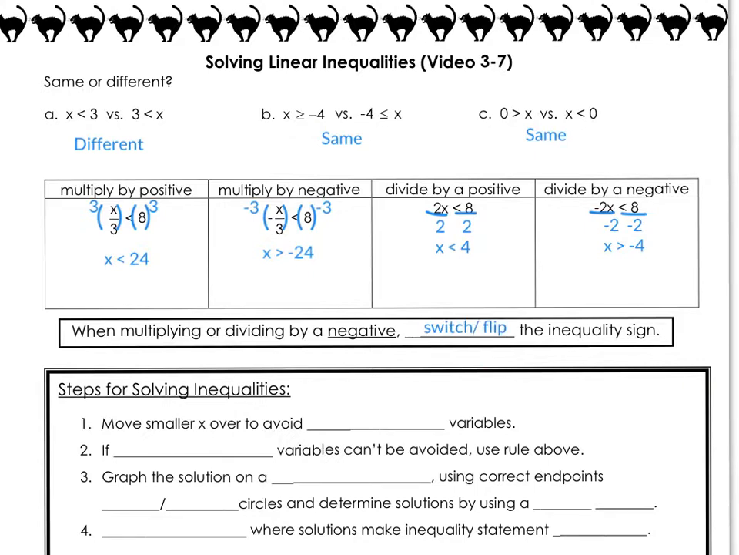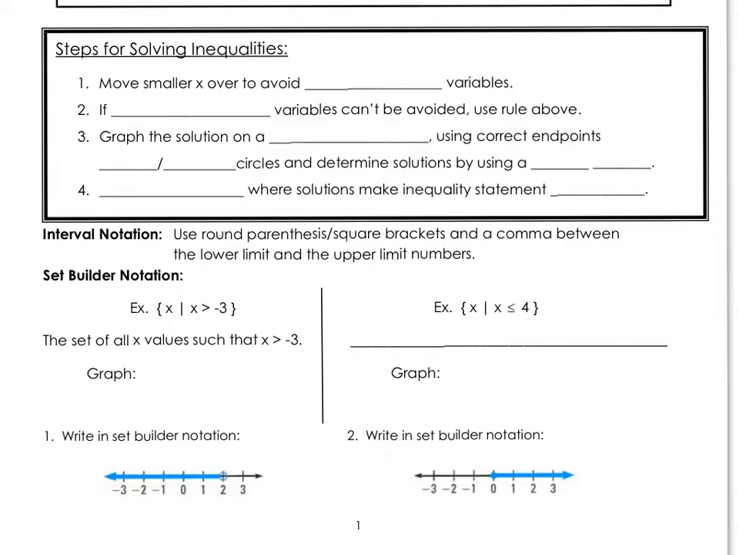So there are some steps we can use when we solve inequalities. The first step is to move the smaller x so that we avoid dividing or even multiplying with the negative variable. So we always want to move the smaller x, so we avoid negative variables. If negative variables cannot be avoided, then we use the rule that we talked about above, which is to switch or flip the inequality.